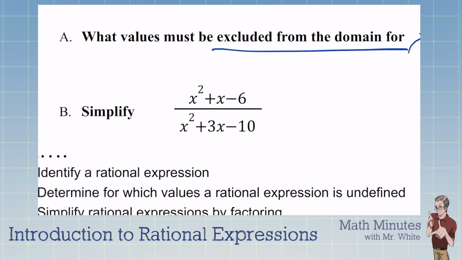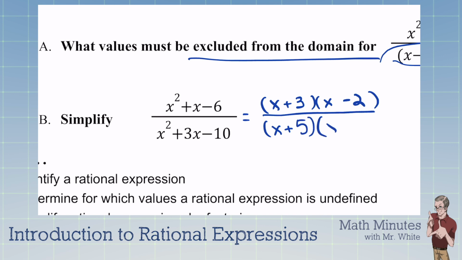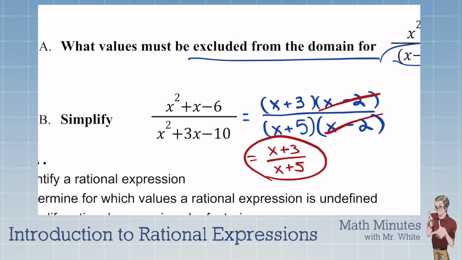And let's simplify this question here. Hopefully these will factor, right? Hopefully I didn't mess these up. So we've got x plus 3, x minus 2 is how the top factors. The bottom factors into x plus 5 and x minus 2. So I do see a couple binomial factors, those are called binomial. They're two terms, and they do cancel, leaving x plus 3 over x plus 5.